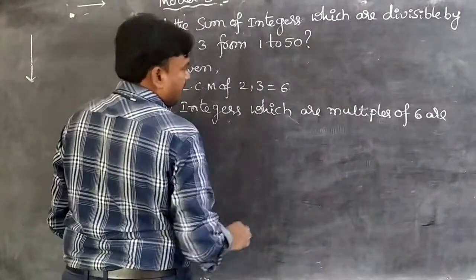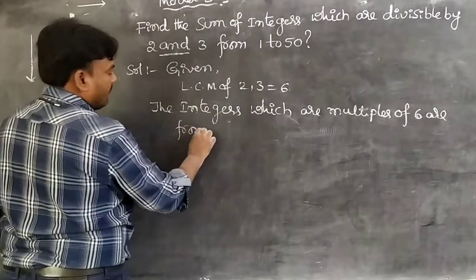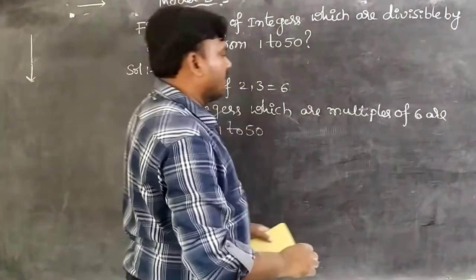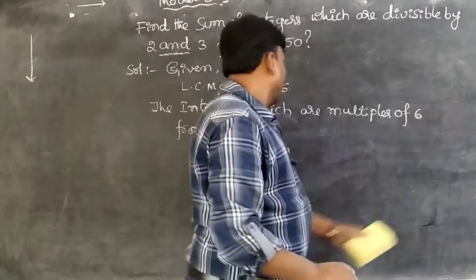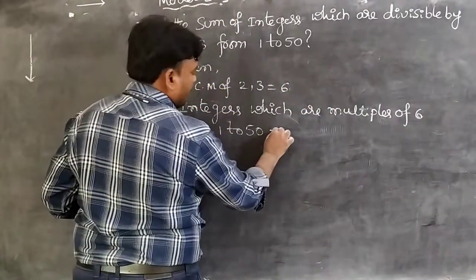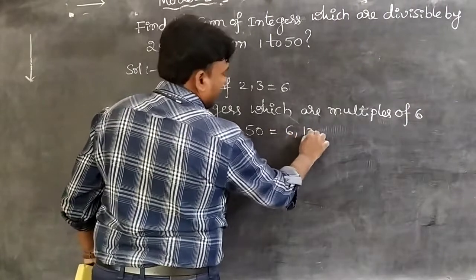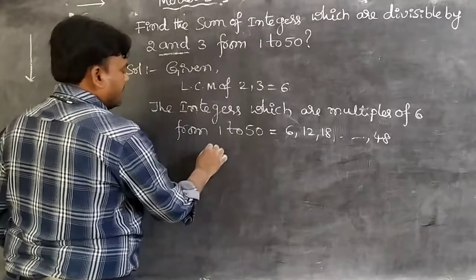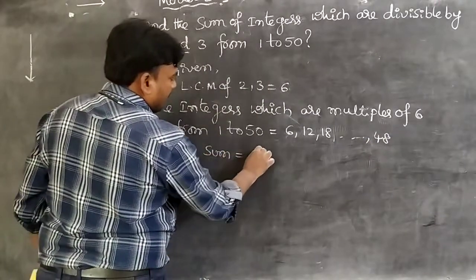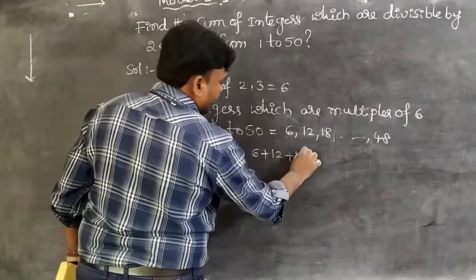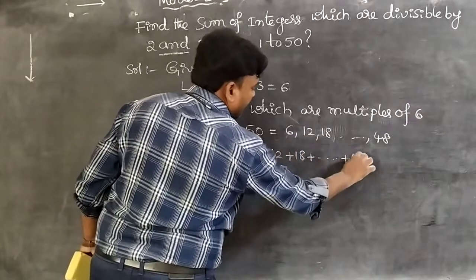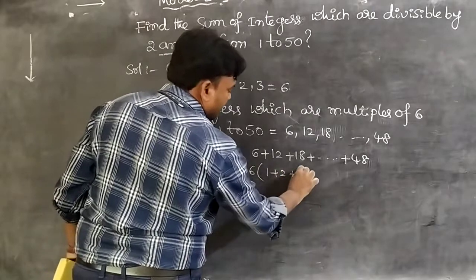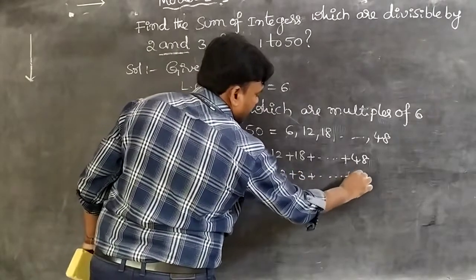Multiples of 6 from 1 to 100 are 6, 12, 18, and at last 96, students. So we take the summation: sum equals 6 plus 12 plus 18 plus and so on plus 96. 6 as a common factor. 6 of 1 plus 2 plus 3 and so on, 6 16s are 96.